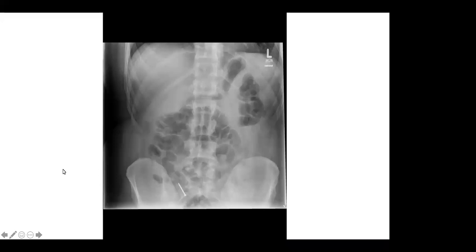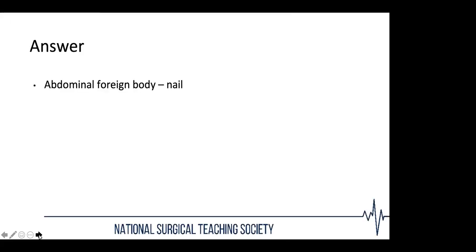And what do we think of this one? We're going to an abdo X-ray now. Foreign body. Yeah. So there's a nice nail there. So again, it may not necessarily be a plain film looking at organ pathology. It can also be to look at foreign bodies as well. So yeah, that's correct. Abdominal foreign body.